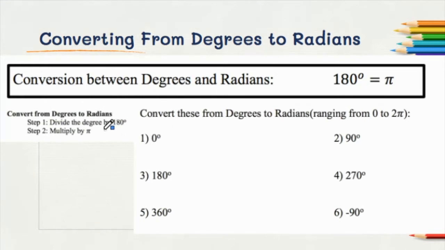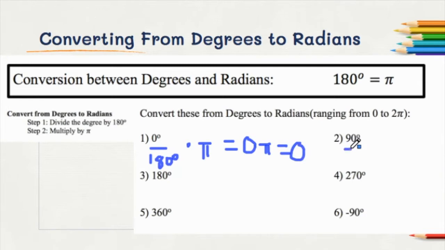So let's start with 0 degrees. First step, we have to divide 0 by 180 degrees. Then we multiply by pi. 0 divided by 180 is 0. And with the pi after that will be 0 pi, or 0 times anything is 0, so just 0 radians.